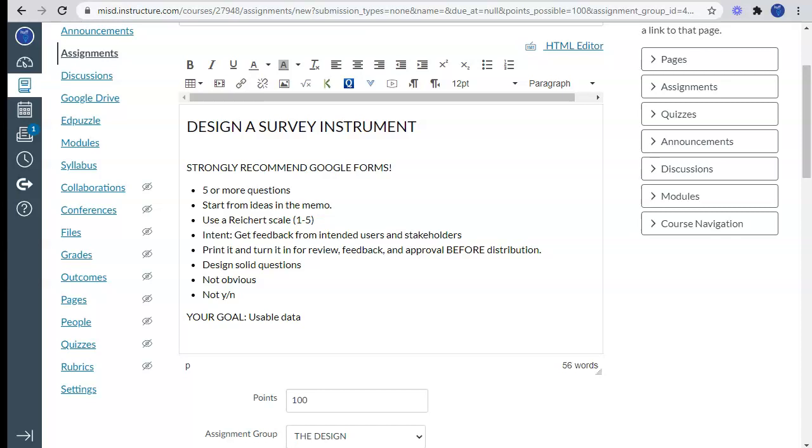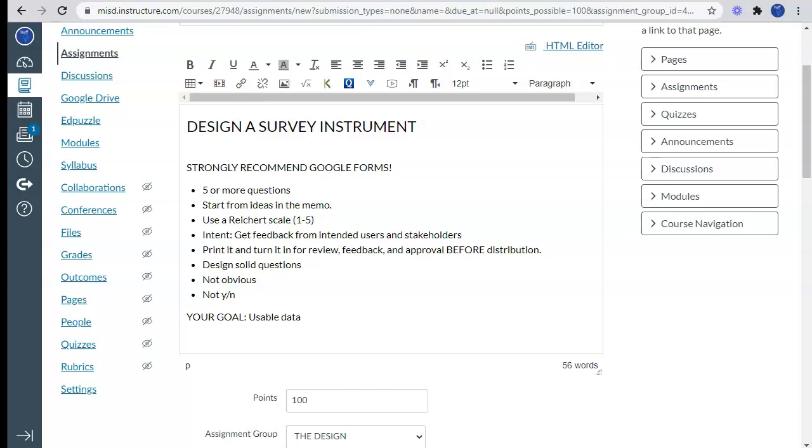What I want for this first part is you're going to just put together your questions and print it out, and we're going to review those. You're going to get some feedback and approval before you put together this form and distribute it. Do not distribute your survey until everything has been checked and you are signed off to send this survey out.